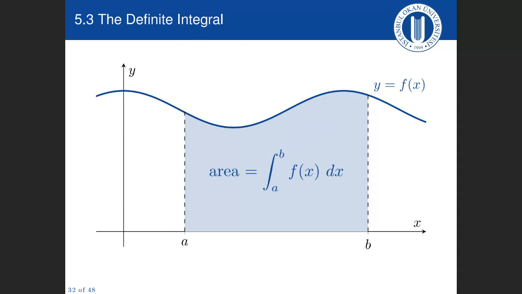And what does it mean? Well, as long as we have a positive function, the integral is equal to the area between the function and the x-axis between a and b. If we have a negative function, we have this idea of negative area. Area underneath the x-axis we think of as a negative area.